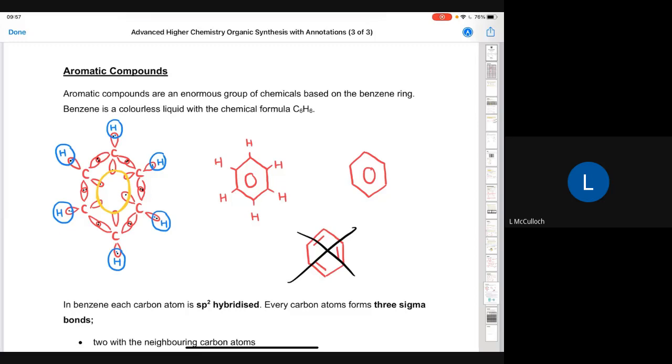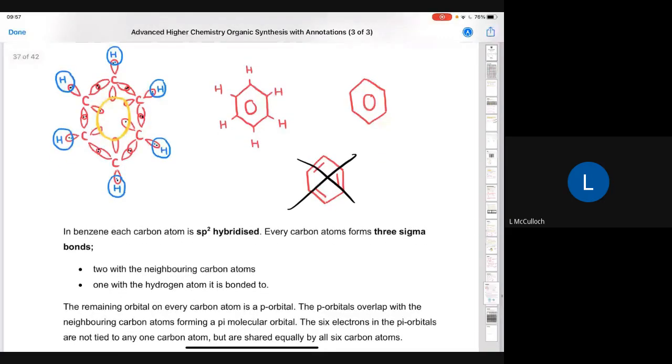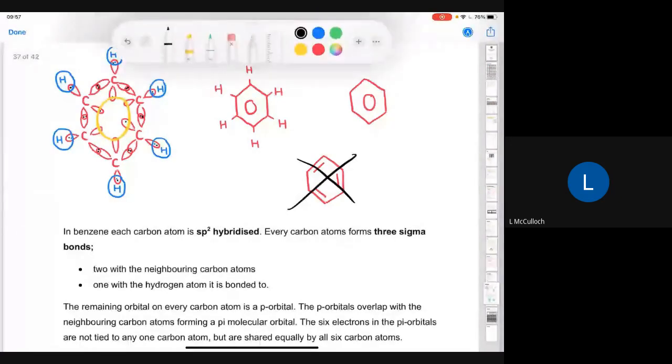Okay, so we're now going to talk about some of the key features of benzene. So in benzene, each carbon atom is sp2 hybridized. So every carbon atom forms 3 sigma bonds. Of those 3 sigma bonds, you've got 2 sigma bonds with the 2 neighbouring carbon atoms and 1 sigma bond with the hydrogen atom that it's bonded to.